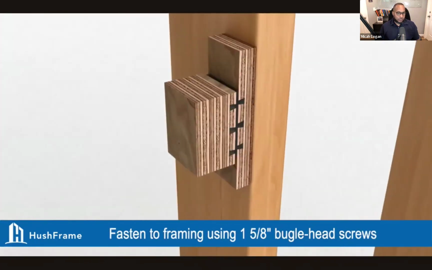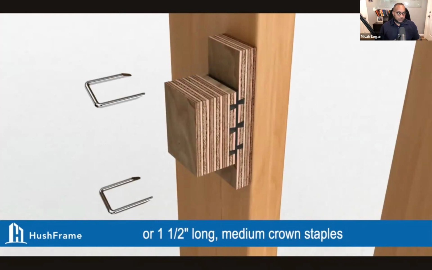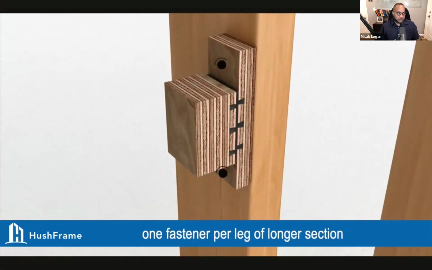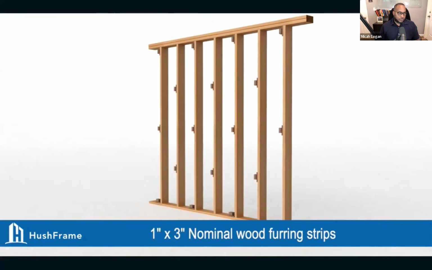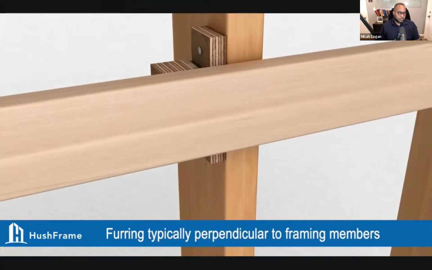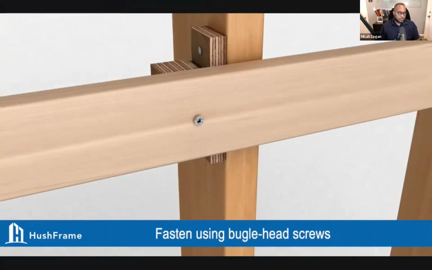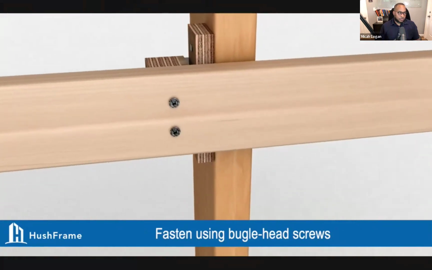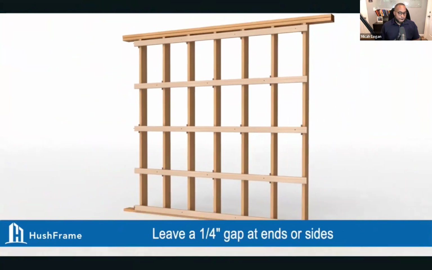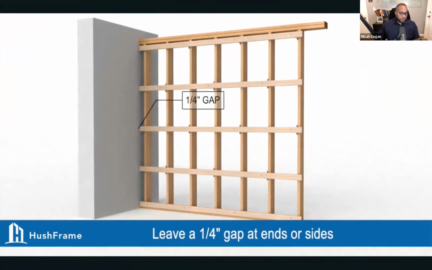Fasten each raft to the framing using 1 5/8 inch bugle head screws, 1.5 inch long medium crown staples, or 6-penny ring shank sheathing nails, driving 1 fastener through the center of each leg of the longer section. 1x3 wood furring strips are typical. The furring is typically installed perpendicular to the framing members. Fasten furring to the raft using 1 2-inch or 2 1 5/8 inch coarse thread bugle head screws. Place the screws in the center 2/3 of the raft. Leave a 1/4 inch gap at ends or sides of furring rows for optimum noise isolation.